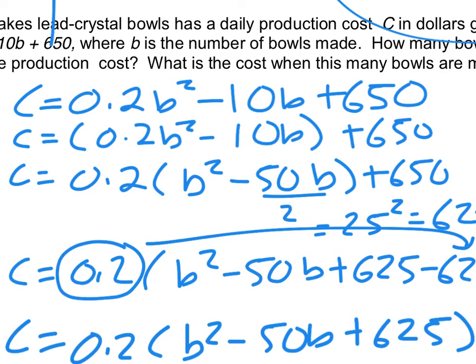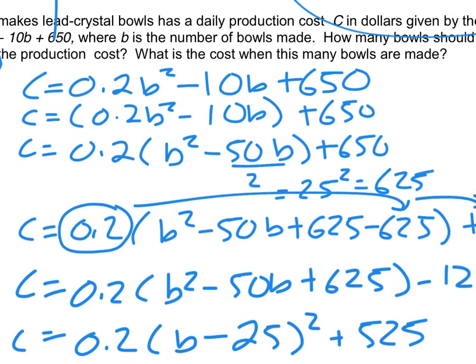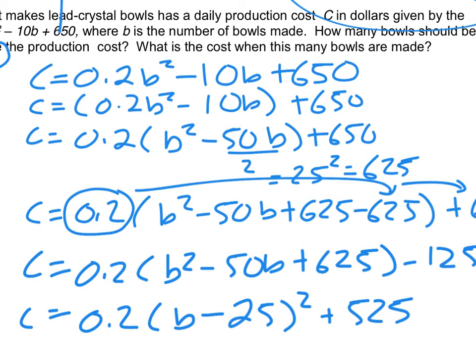And then that 650 at the end, nothing's happening to it, right? Nothing's going to happen to it at the end until you add it. So then we're going to take that 50 divided by 2. 50 divided by 2 is 25. 25 to the power of 2 ends up being 625. And now we're going to add that 625 in and subtract that 625.